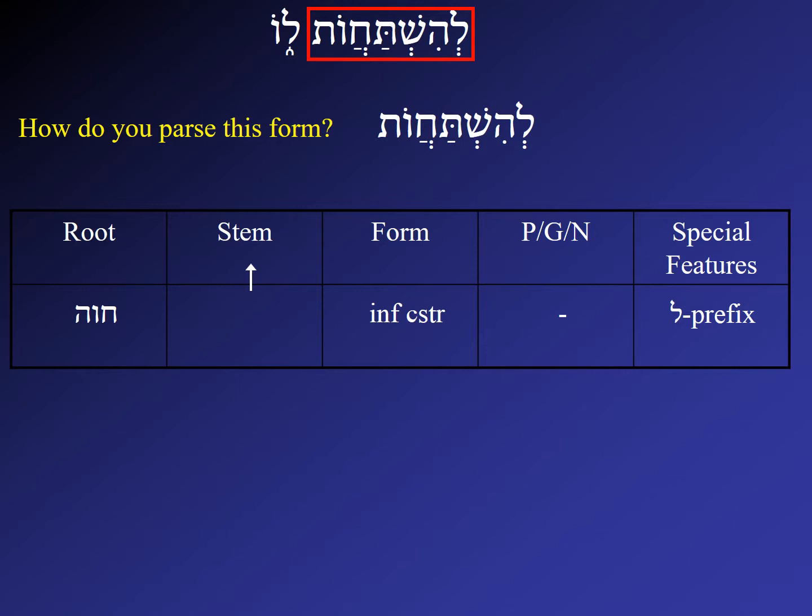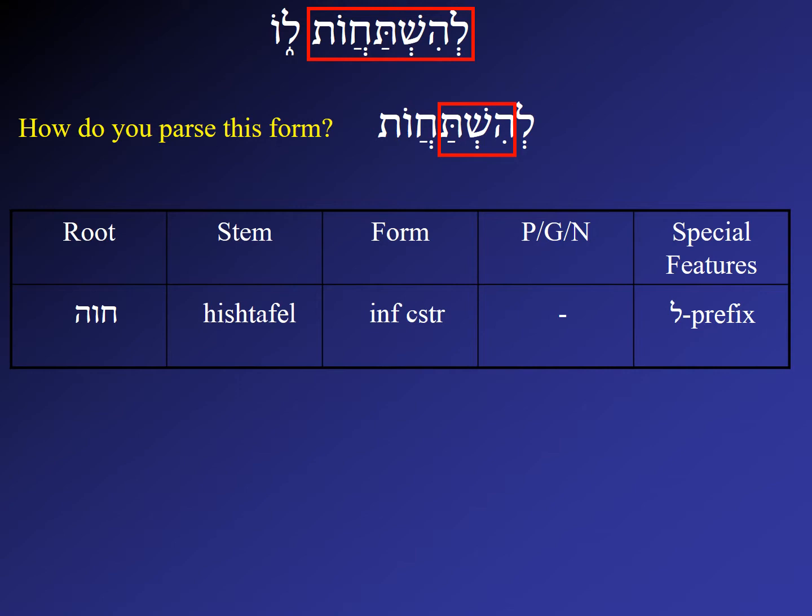So if that is the case, then what is our stem? Well, if we remove all the letters that we have accounted for and only focus on our remaining letters, then what we have is hishta. So the hishta is, in fact, a performative, which is indicative of the hishtafel. The hishta is just like hifil indicates a hi prefix. Hishtafel indicates a hishta prefix. So the most common parsing of this is the hishtafel infinitive construct of chava.